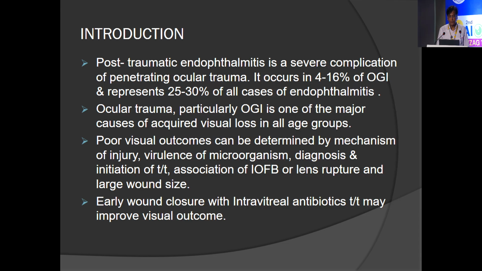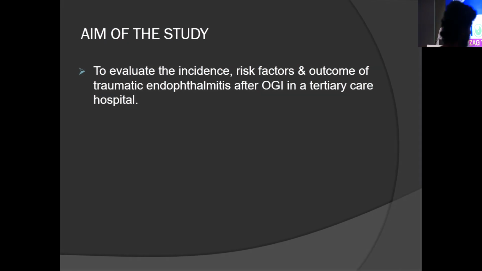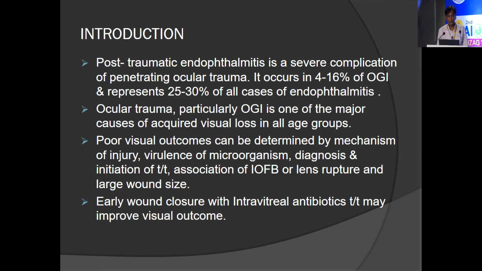Poor visual outcomes can be determined by mechanism of injury, virulence of microorganisms, diagnosis and initiation of treatment, association of intraocular foreign body or lens rupture, and large wound size. Early wound closure with intravitreal antibiotic treatment may improve visual outcome.